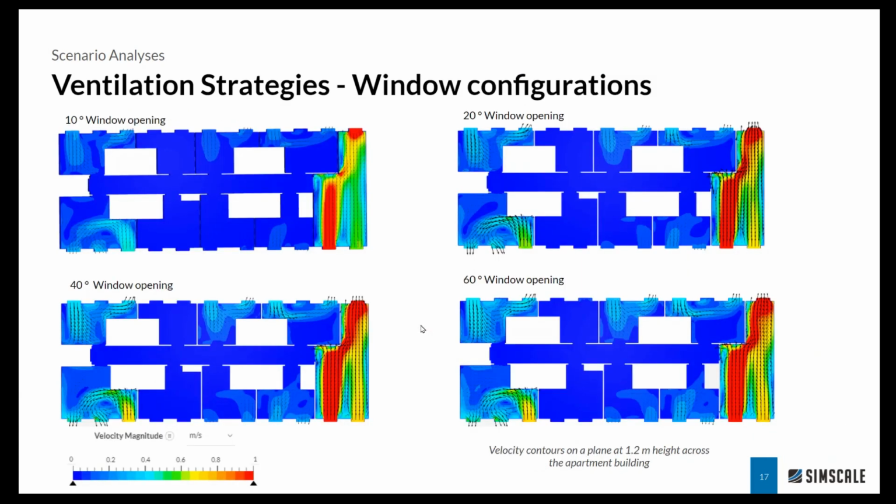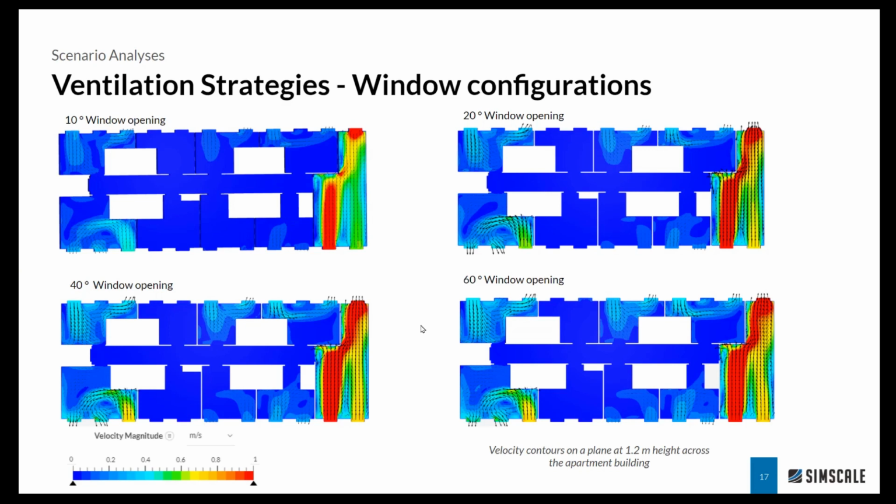As you mentioned, we have the base case, which is on the left top corner of this slide, with a 10-degree window opening. So a constant 10-degree window opening is given on all the windows of this building, and the amount of air or the ventilation is actually studied using the velocity distribution. For comparison, we are going to measure or plot the velocity at 1.2 meters from the ground for all the cases, and this way we can compare how the opening of windows affect the internal ventilation.